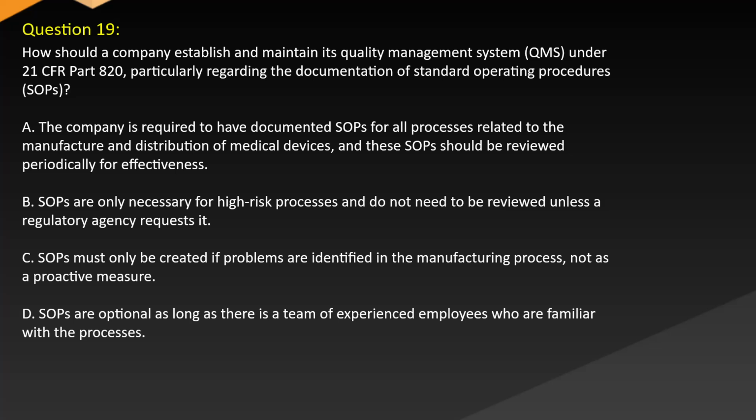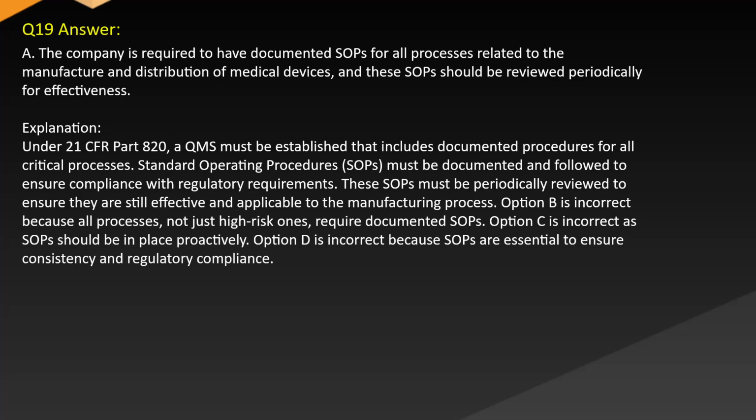B. SOPs are only necessary for high-risk processes and do not need to be reviewed unless a regulatory agency requests it. C. SOPs must only be created if problems are identified in the manufacturing process, not as a proactive measure. D. SOPs are optional as long as there is a team of experienced employees who are familiar with the processes. And so, the answer is A: the company is required to have documented SOPs for all processes related to the manufacture and distribution of medical devices, and these SOPs should be reviewed periodically for effectiveness.